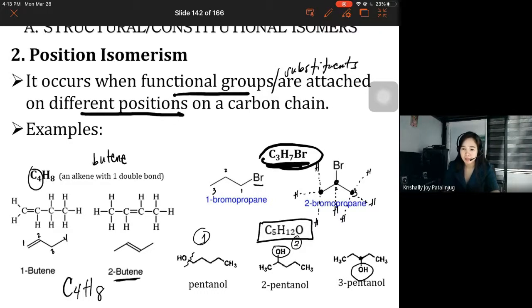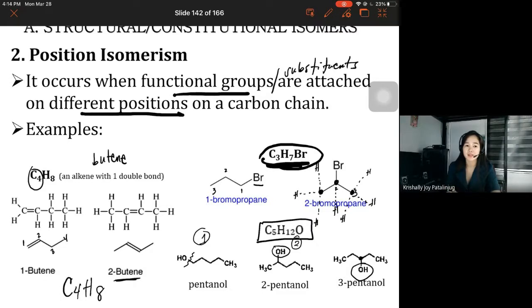Never mind the namings, no, ng mga compounds na hindi pa natin na-tackle yung nomenclature. Okay, but for some chemical names dyan, like alkenes, diba, yung alkanes, alkynes. Sige. So that's it for position isomerism.